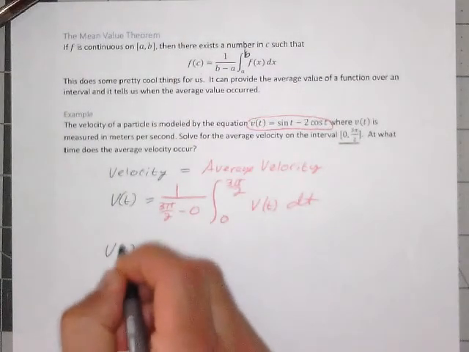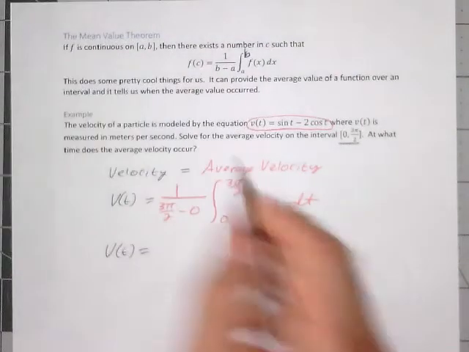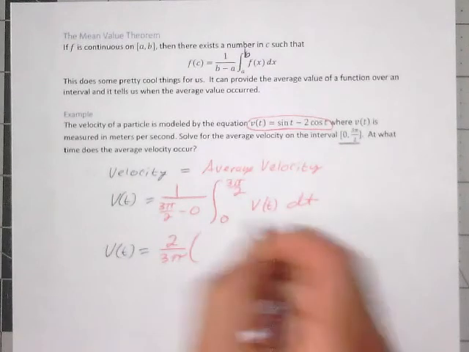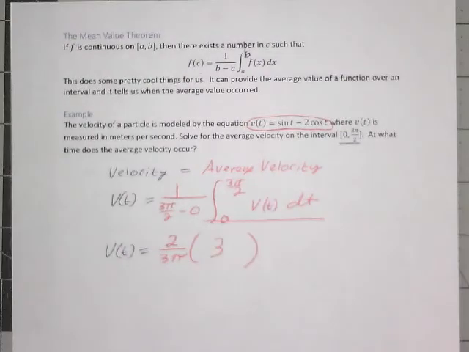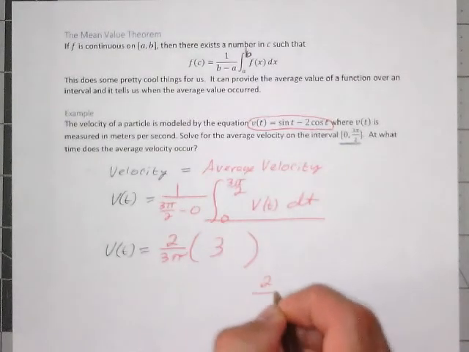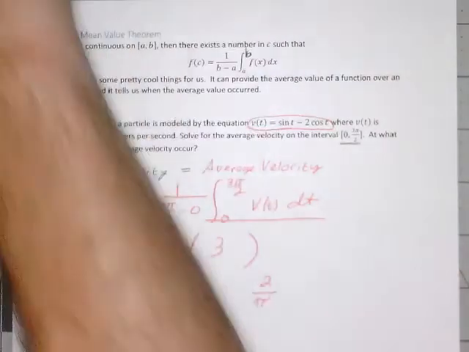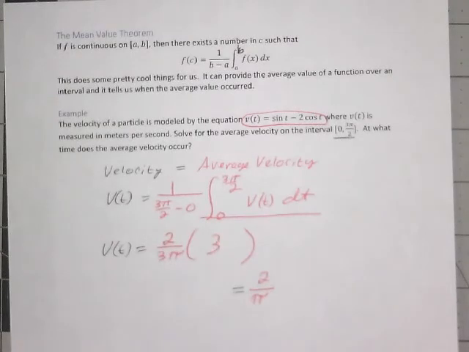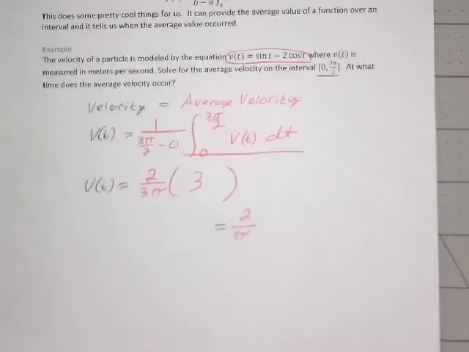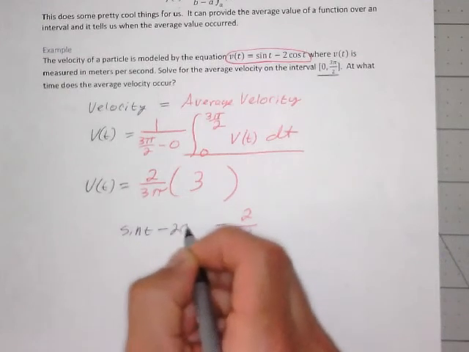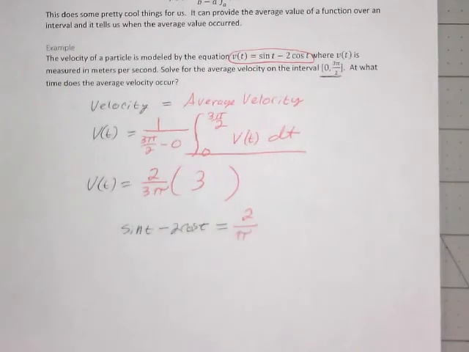So our velocity, v of t, is going to equal, this simplifies to 2 over 3 pi times, when you do this in the calculator, you get a happy little number called 3. So the 3's cancel out, and you're left with 2 over pi, equaling, so this becomes that. I'm going to swap out v of t now. So v of t is going to equal sine of t minus 2 cosine of t.